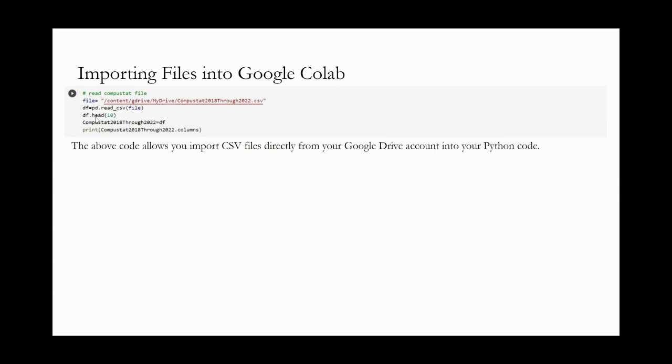And then df.head(10) means show the first 10 rows. If you wanted to print this on the screen, you would say print, open parentheses, df.head, open parentheses, 10, close parentheses, and then close parentheses again. And if you wanted to change the name of the data frame from just the generic df to CompuStat 2018 through 2022, you would put CompuStat 2018 through 2022 equals df.